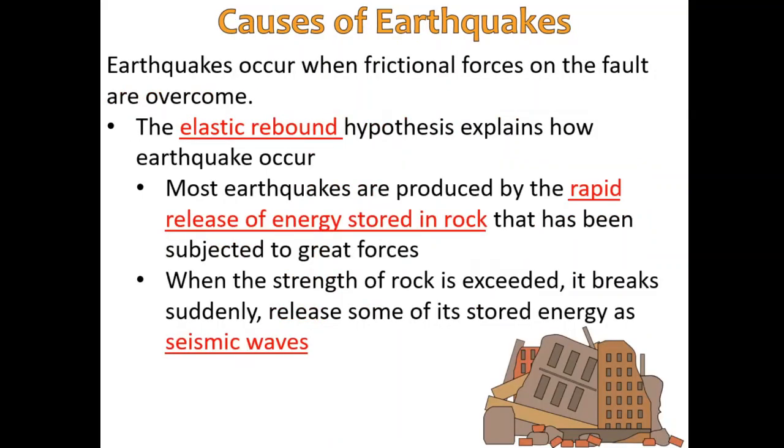So, causes. What causes an earthquake? It could be a couple different things, but mainly an earthquake occurs when frictional forces on the fault are overcome. You have the elastic rebound hypothesis, and that explains that most earthquakes are produced by the rapid release of energy stored in rock that has been subjected to great forces. When the strength of rock is exceeded, it breaks suddenly, releasing some of its stored energy as seismic waves.